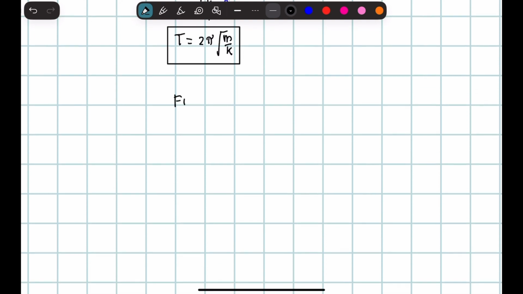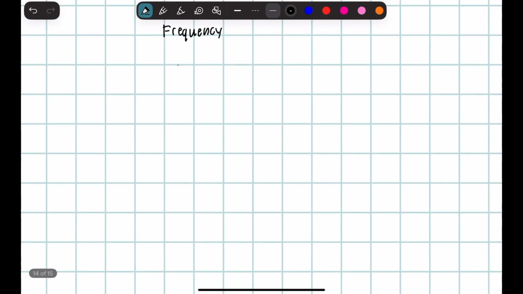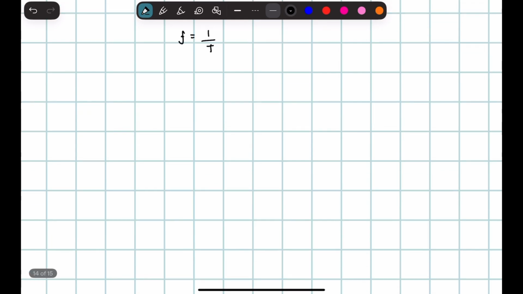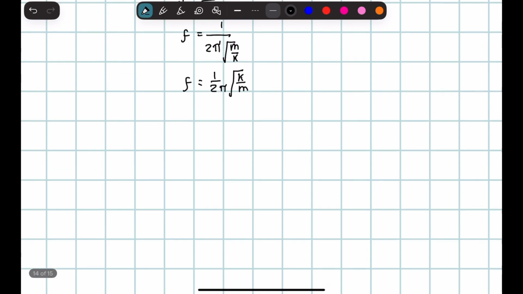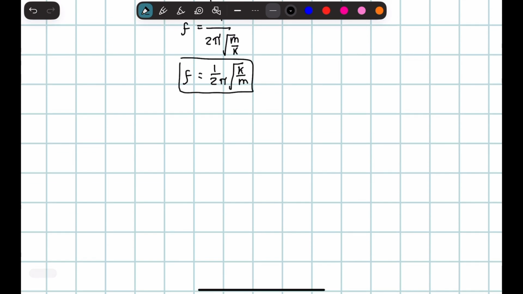Now, if we want to derive frequency, we can start off with the definition of frequency, which is f is equal to 1 over T, and we can substitute in the expression for T. So we have f is equal to 1 over 2 pi times the root of m over k. And if we want to bring that up to the numerator, we can just take the reciprocal of the root of m over k. So we have the root of k over m, and that is our frequency.